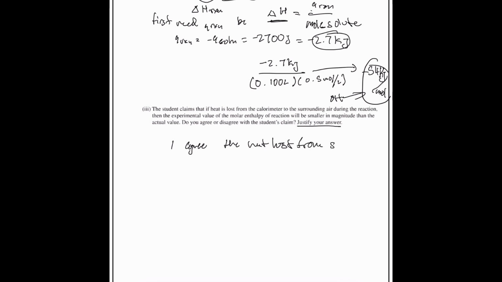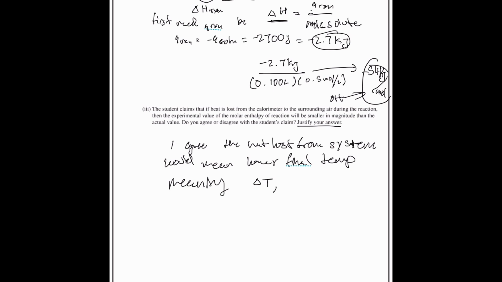Okay, I see. If the system loses heat, then since delta H is Q reaction over moles of solute, it just means lower final temp, which means a smaller delta T, which means the Q, the change in heat, and Q solution will all be smaller.